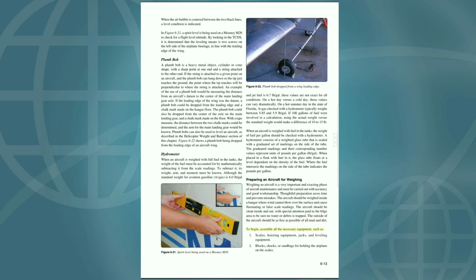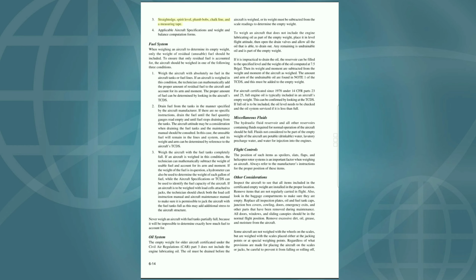To begin, assemble all the necessary equipment, such as: 1. Scales, hoisting equipment, jacks, and leveling equipment. 2. Blocks, chocks, or sandbags for holding the airplane on the scales. 3. Straight edge, spirit level, plumb bobs, chalk line, and a measuring tape. 4. Applicable aircraft specifications and weight and balance computation forms.